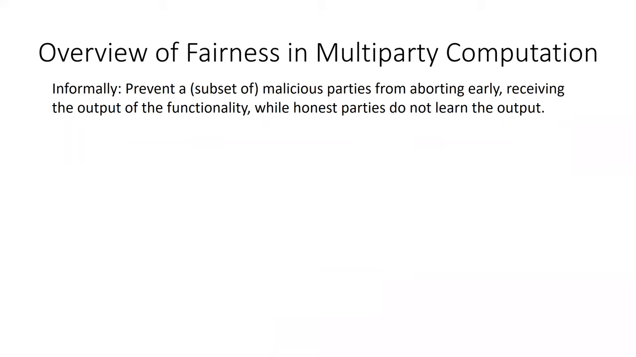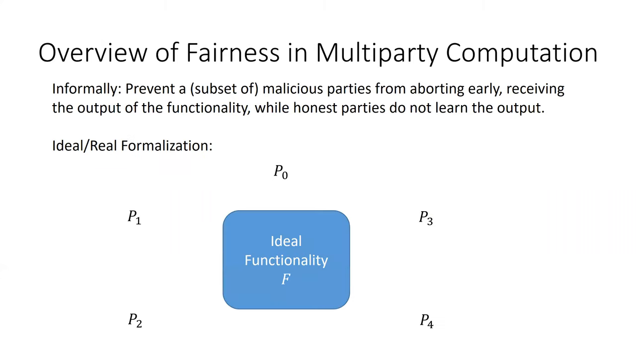Informally, achieving fairness means preventing a subset of malicious parties from aborting the protocol early, receiving the output of the functionality, while preventing the honest parties from learning the output.